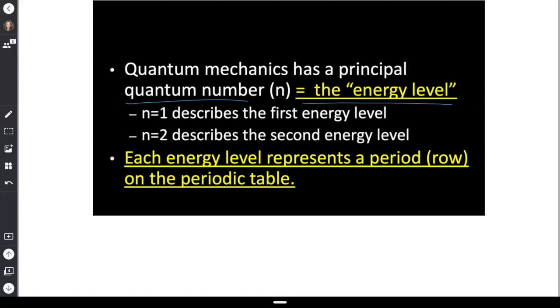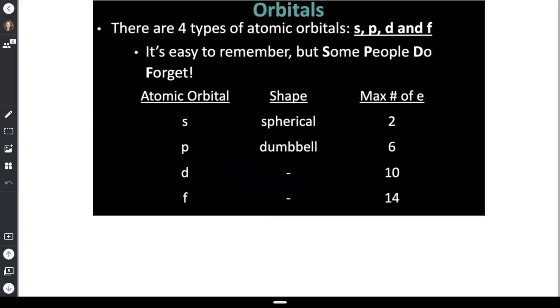Depending on what row on the periodic table your element is in, you will see all of those rows or energy levels illustrated in your electron configuration. And within those energy levels, we see 4 different orbitals. Those orbitals are s, p, d, and f. It's easy to remember, but some people do forget: s, p, d, and f.